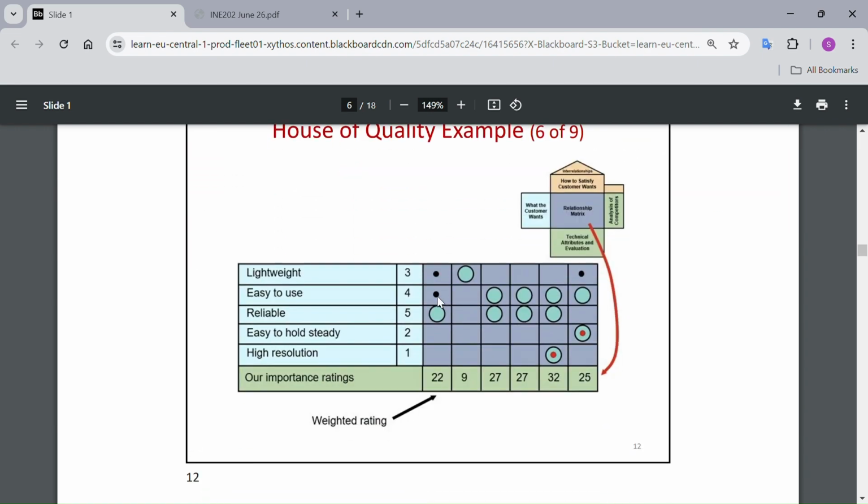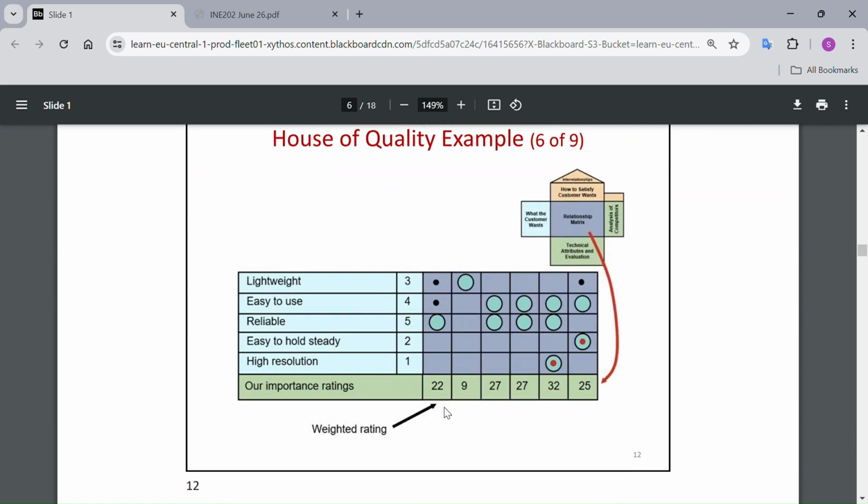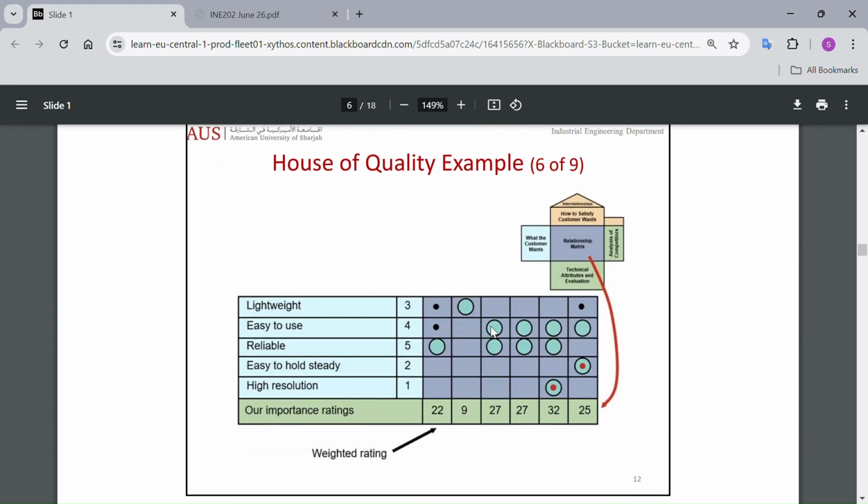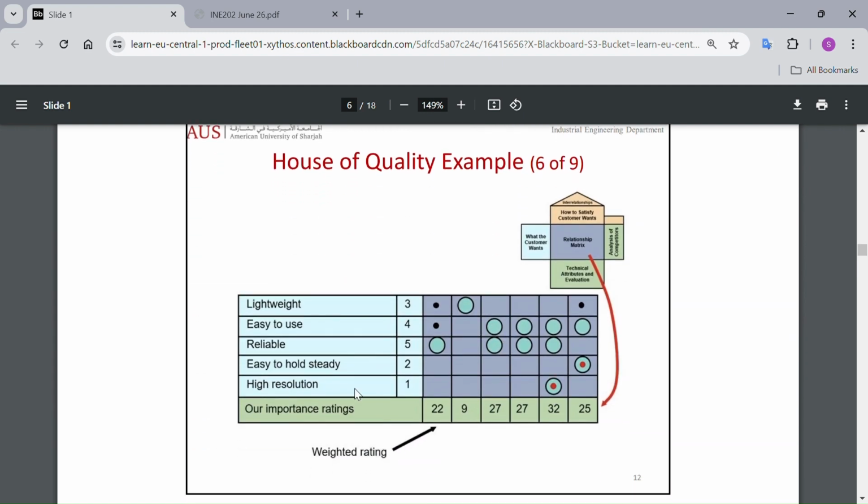Now from the relationship matrix we can get some numbers. We can assign an importance rating to each of our qualities. As you can see, the most important thing to do based on our analysis is to have a high number of pixels, which is highly related to high resolution.